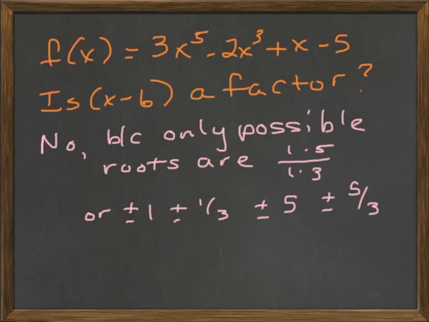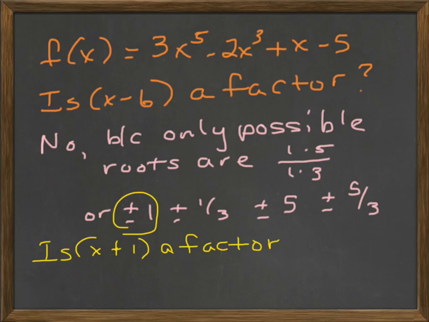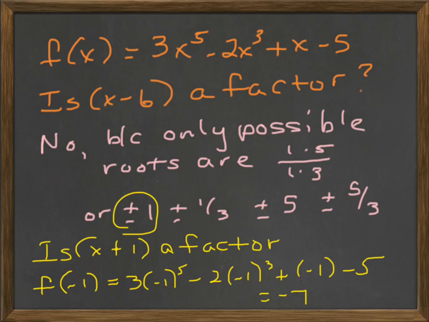Now let's say we took one of the possible factors, like x plus 1. Now, the rational root test does tell us that it is possible for negative 1 to be an x value, or x plus 1 to be a factor. But when we plug the negative 1 into the polynomial, we get that it equals negative 7. So, nope. x plus 1 is also not a factor.